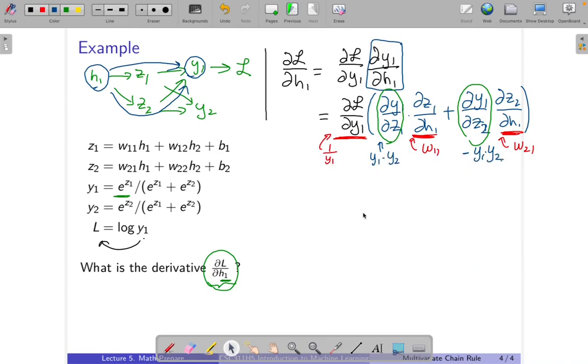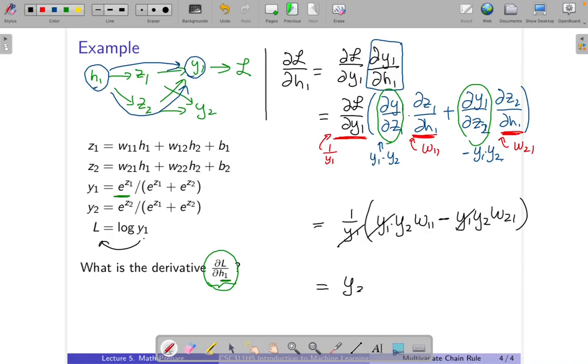Now we can do some simplification. Let me make some space again. I'm just going to write out all these terms here: y1 times y2 times w11 minus y1 y2 w21. The 1 over y1 cancels with the y1s. Now I can pull out my y2, w11 minus w21. And we have our answer.